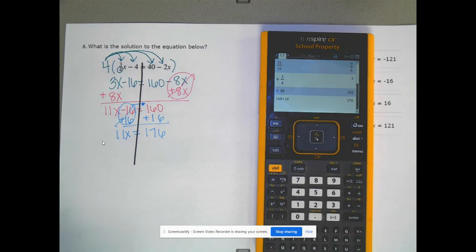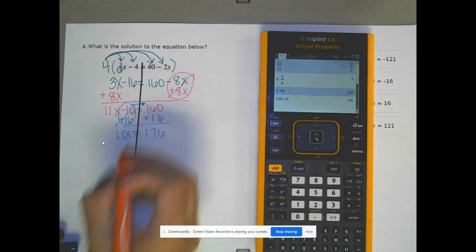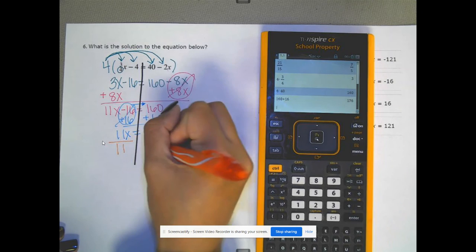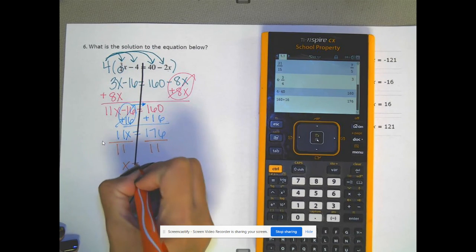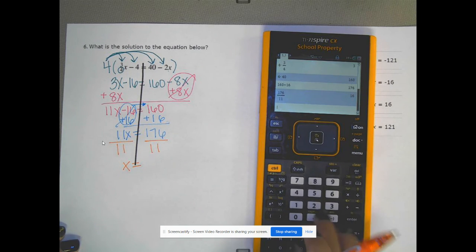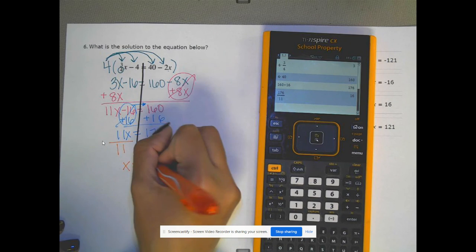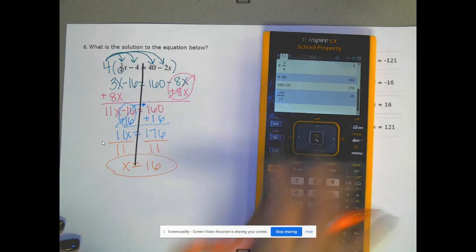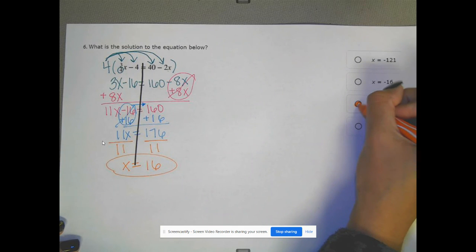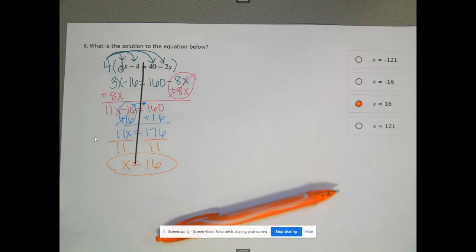That's important because I need to divide by my coefficient, which is the number touching the variable, or that 11. So when I type in 176 divided by 11 and I click enter, it gives me a positive 16. So if I look at my answer choices, I should have chose C, x equals 16.